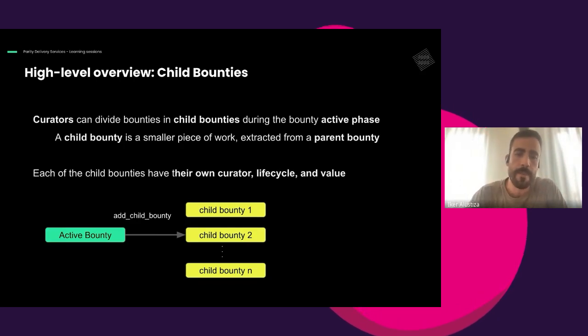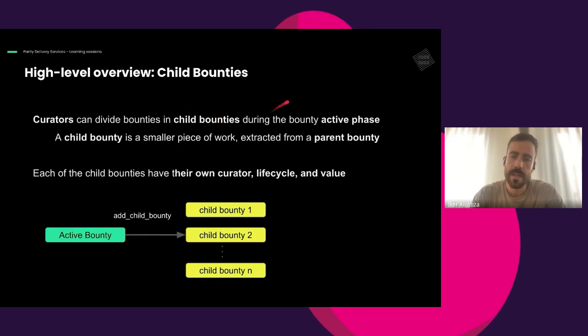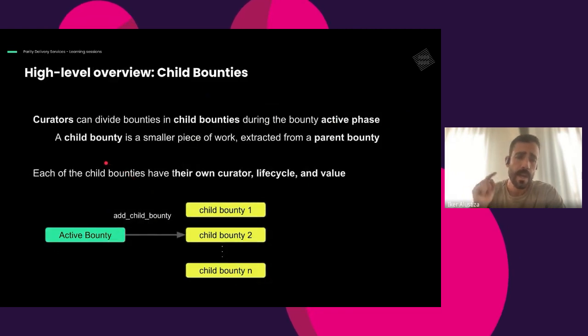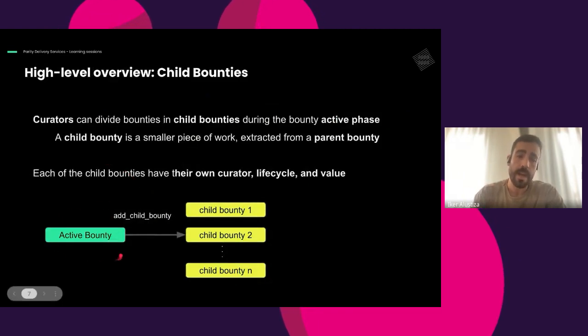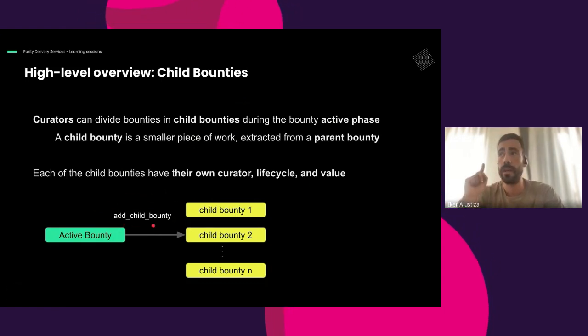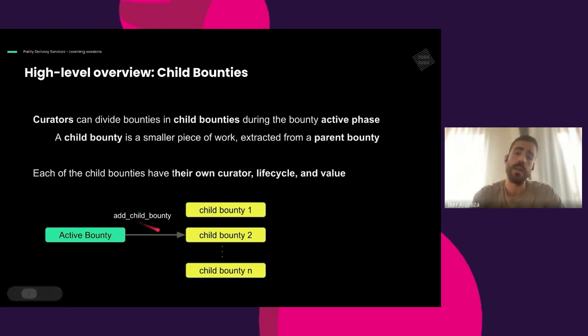web page for XCM. Interesting to say is that these child bounties are created during the active phase. So here is the only moment where they can be created. And I have it here, they are created by this call, add child bounty, that can only be called by the curator of the main bounty.